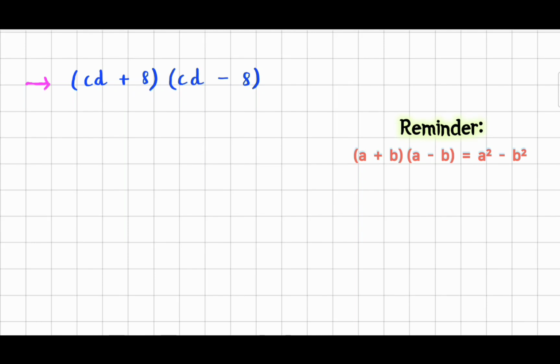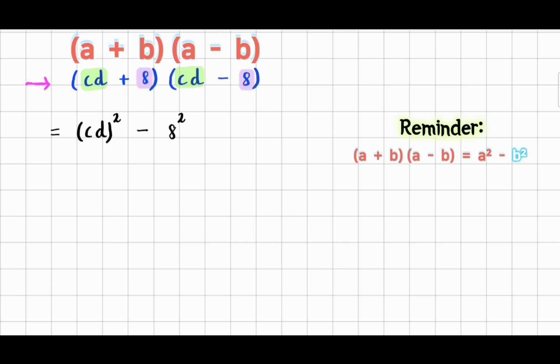Okay, number 3. Same thing, a sum and a difference pattern. A and B are the same. CD and 8. So we have got CD times CD is CD the whole square, minus then 8 times 8 is 8 square. So that is C times C is C square and D times D is D square, minus 8 square is 64.